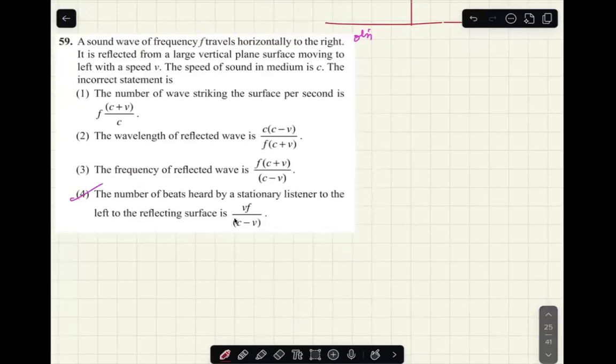A sound wave of frequency f travels horizontally.